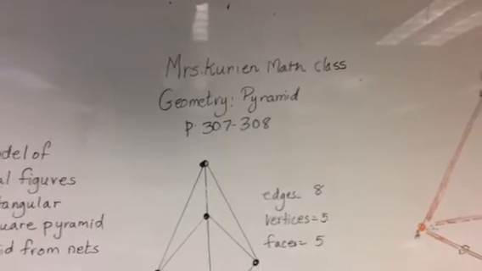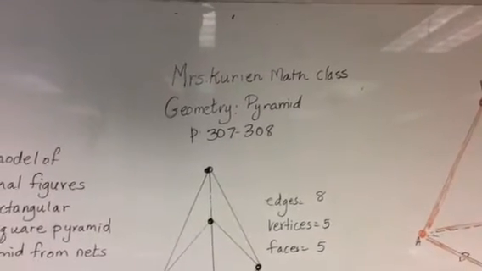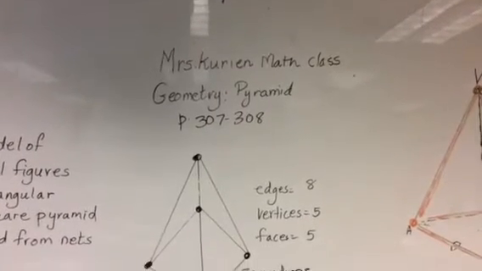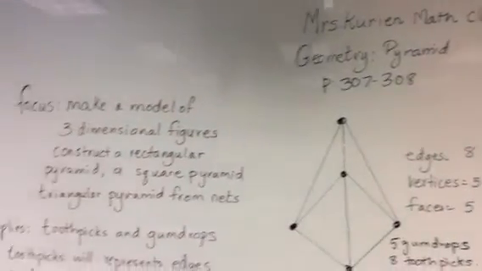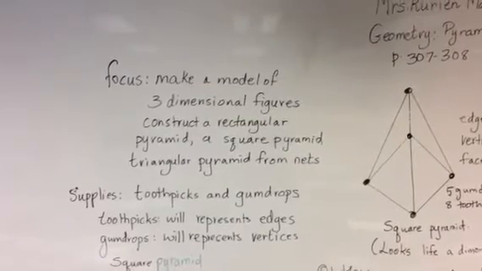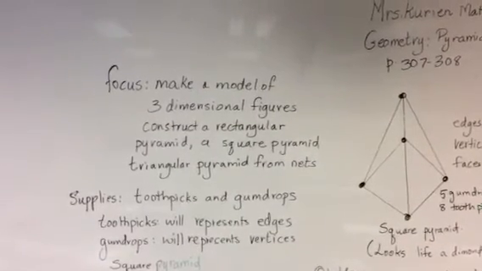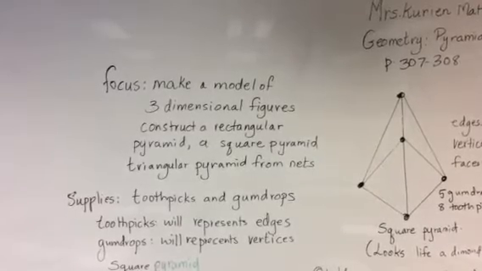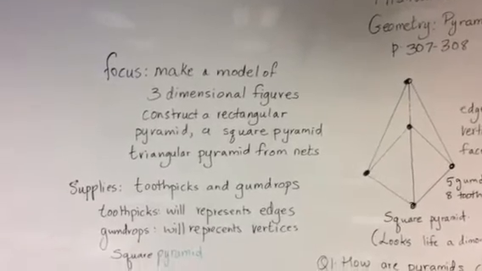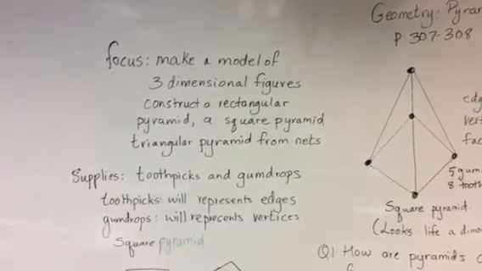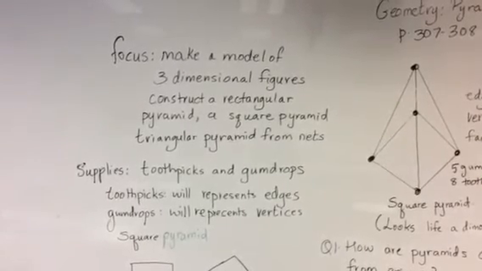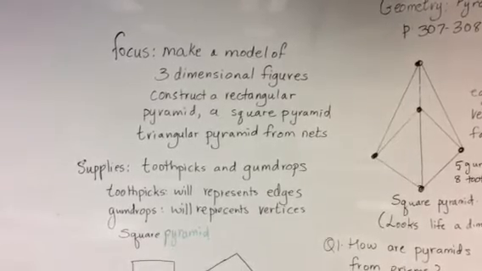Class. Today is June 1st, 2020, and we are doing Geometry, Pyramid, page 307, 308. The focus of today's class is we are supposed to make a model of a three-dimensional figure, construct a rectangular pyramid, a square pyramid, a triangular pyramid from nets. But because you're not in my classroom, you will look at the YouTube video and be able to understand. And you can do it at home if you want to.